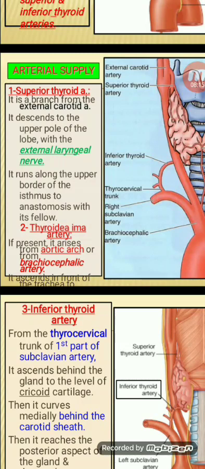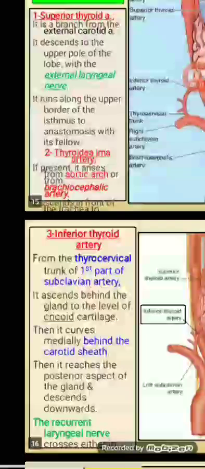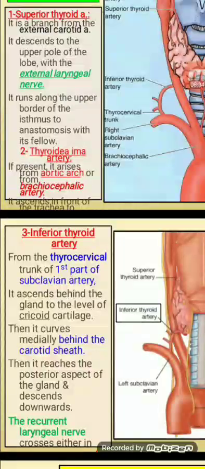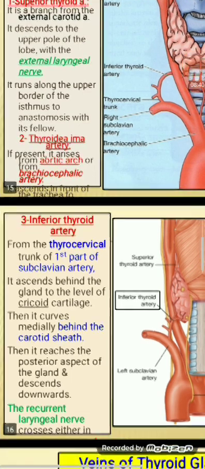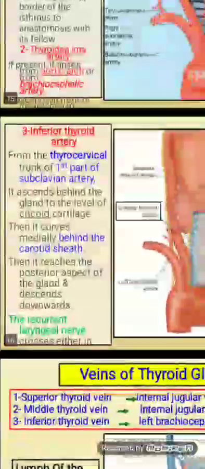It descends to the upper pole of the lobe with the external laryngeal nerve. Here, this is an important clinical relationship. Also, the thyroid ima artery sometimes supplies the thyroid gland. So there are 3 arteries that supply the thyroid: superior thyroid artery, inferior thyroid artery, and thyroid ima artery, as you can see.